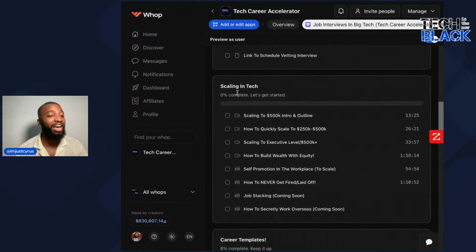Now we have scaling in tech. What is scaling in tech? This is that salt. This is how you get rich. I'm going to just say it like that. I'm going to say what it is. This is how you get rich in tech.